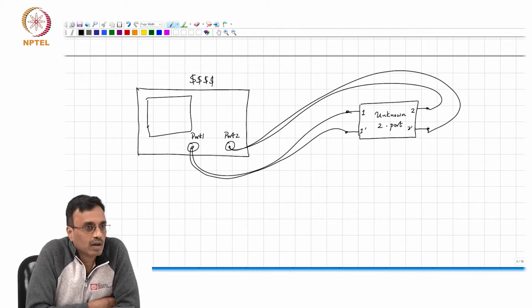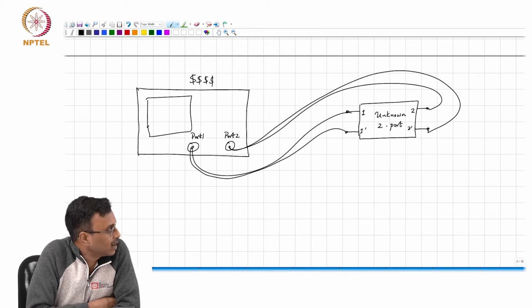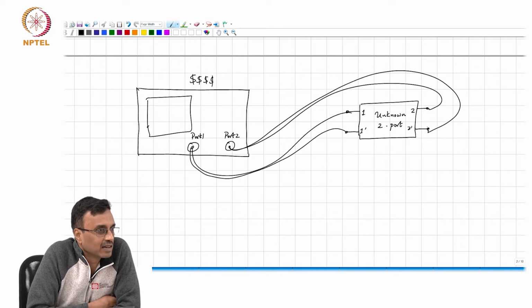So, what do you think we should do now? What challenges do you anticipate based on your experience with the one port network analyzer? What comment can we make regarding challenges with respect to the two port? The question I asked is what measurement challenges do you anticipate?